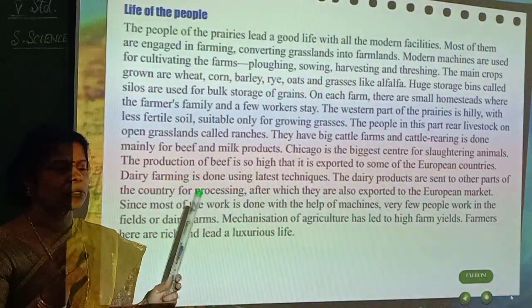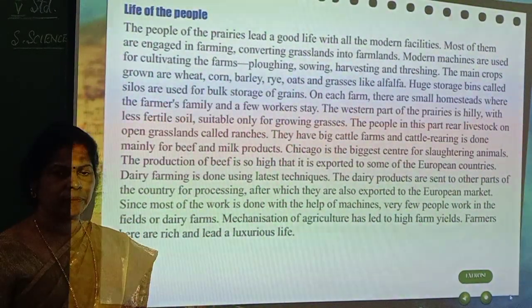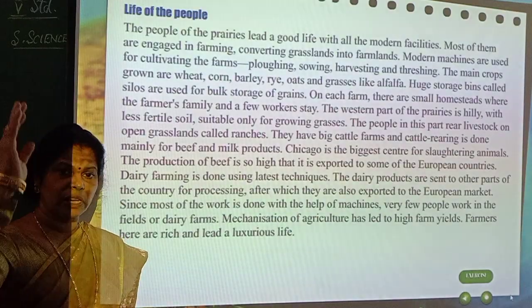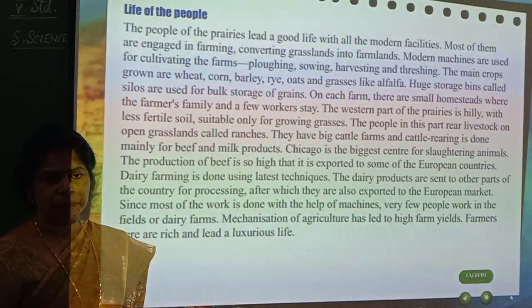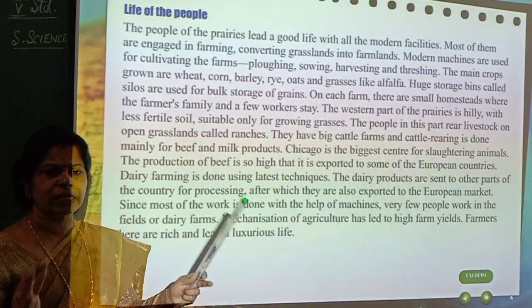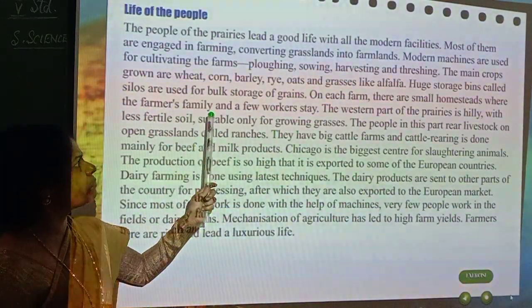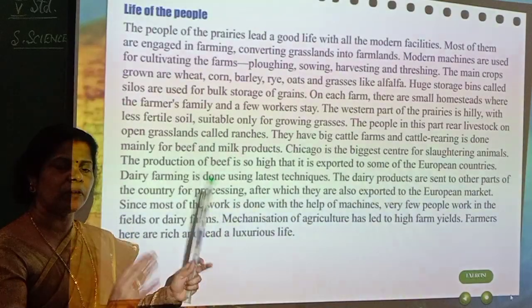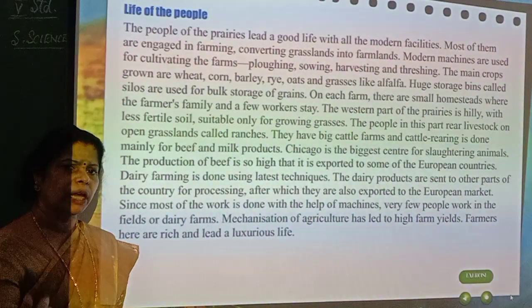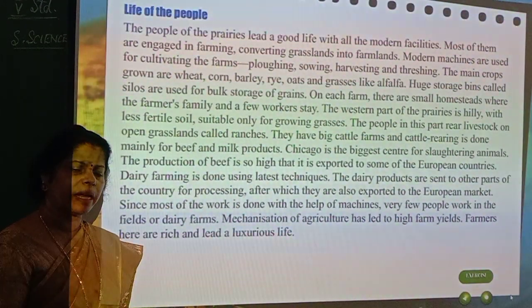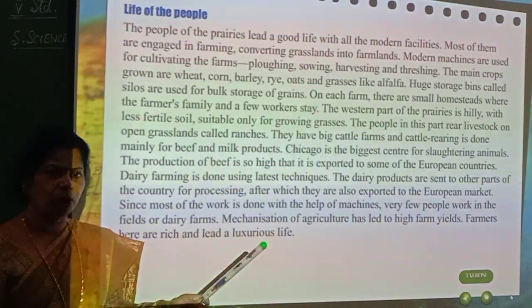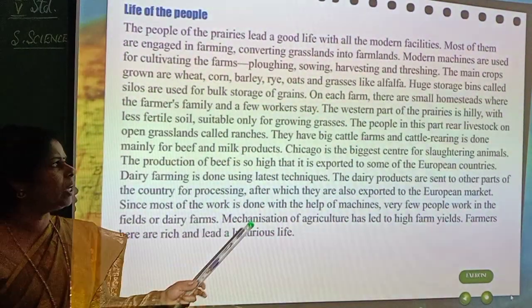On each farm, there are small homesteads where the farmer's family and a few workers stay. So there will be sheds. Homesteads are like sheds in every farm, because otherwise they have to move to far off distances. So near the farm itself they construct small houses, called homesteads, where the farmer's family and a few workers stay. Early morning they go to the field, they work, and again at night they come and sleep in their houses, which are next to the farm only.